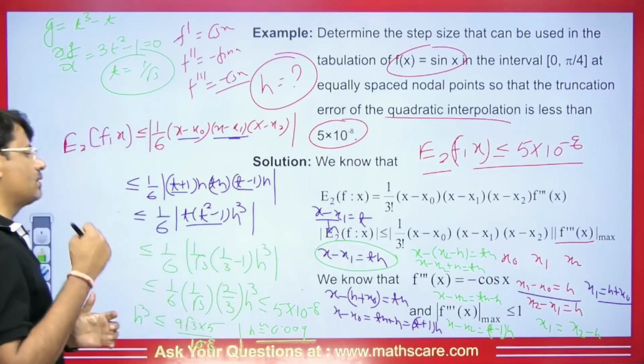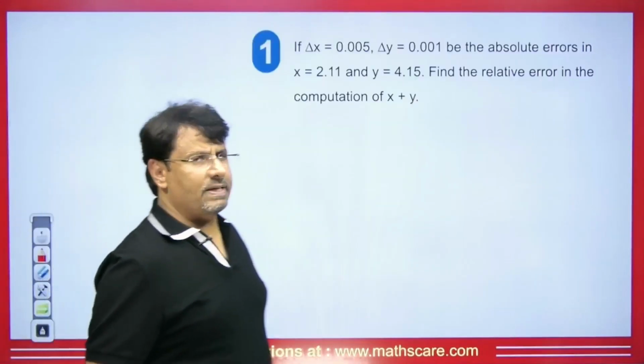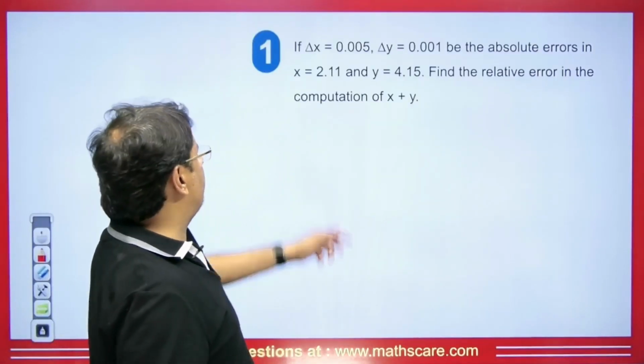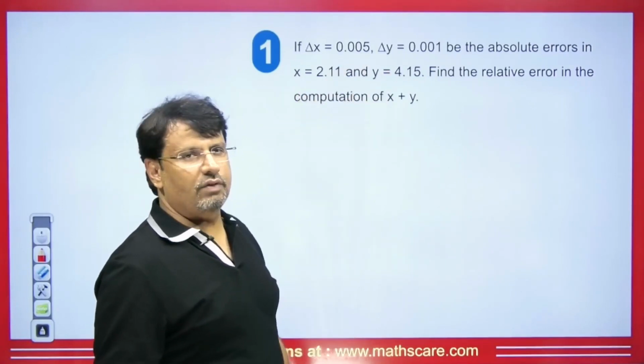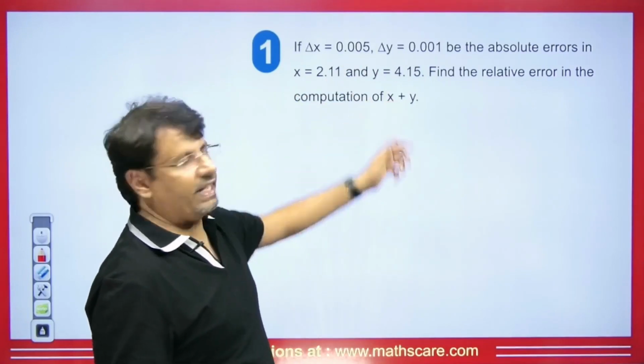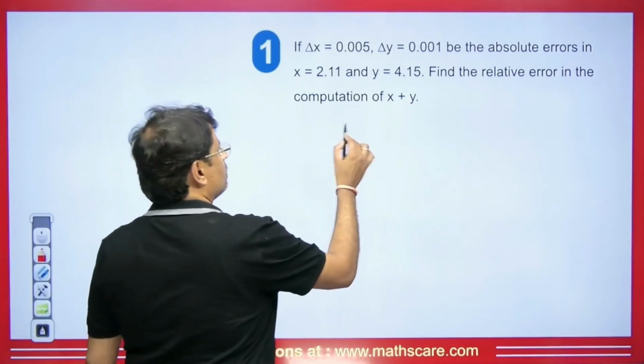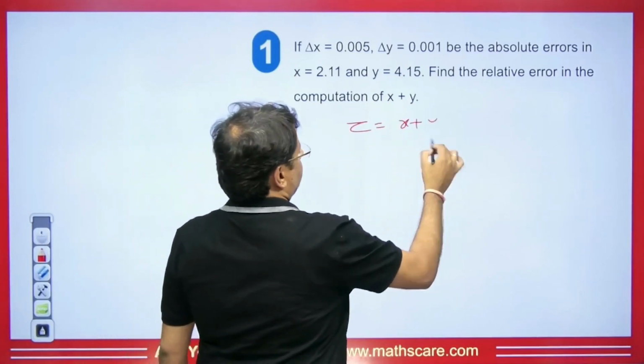We can solve this question like this. Next question. Here del x is equal to this and del y is equal to this, the absolute errors, and the x and y values are given. Then find the relative error in the computation of x plus y. It is saying that if we compute x plus y, what is its relative error? So call it z. So z is equal to x plus y.